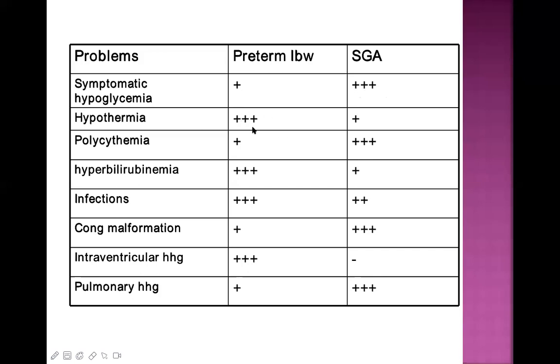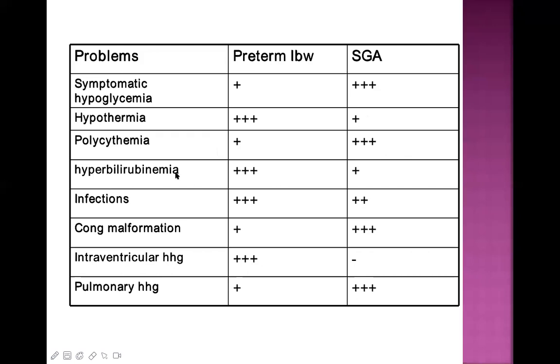Hypothermia is more common in preterm babies than SGA babies because of the lack of brown fat, so they cannot generate heat. At the same time, because of large body surface area, they lose heat effectively. Whereas in SGA babies, they are probably generating a good amount of heat. Though they don't have enough subcutaneous fat, the heat generation is what matters here. Polycythemia is more common in SGA babies than in preterm.